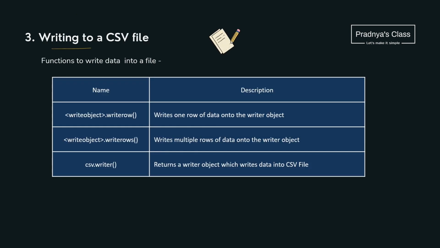Now the important operation is to write data to the CSV file. There are two functions which we can use to write data. The first one is writerow and the second one is writerows.